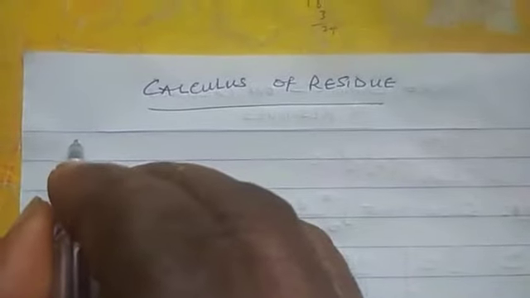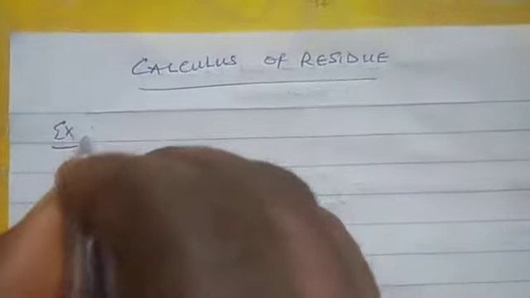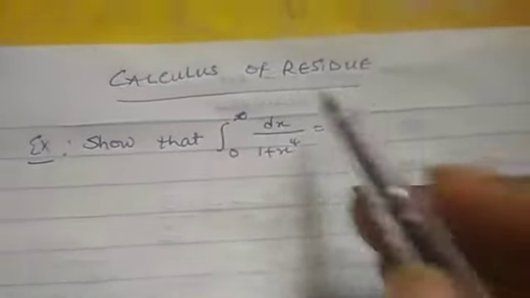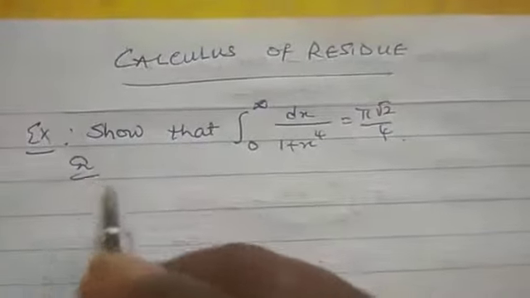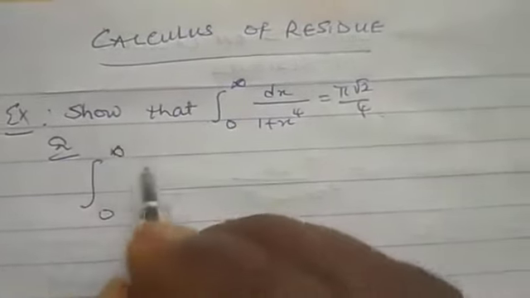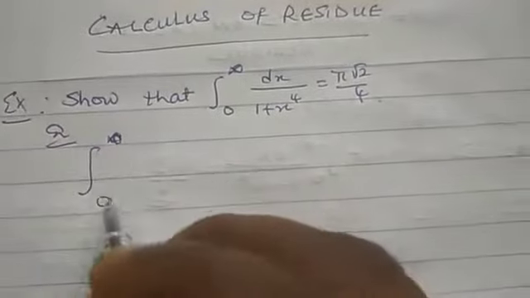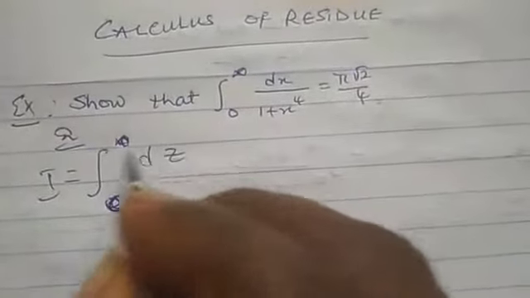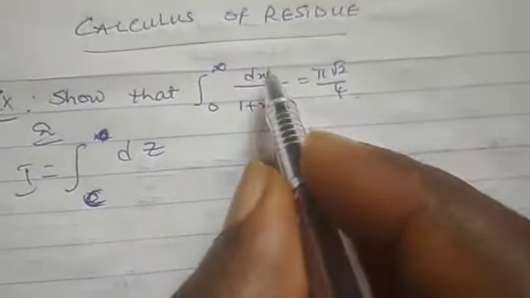We want to continue from where we stopped in the other video. So consider this example. We want to show that this is equal to this using the calculus of residue method. Now, what do we do? Solution: we turn this 0 to infinity. We consider our I to be, you turn x to z.